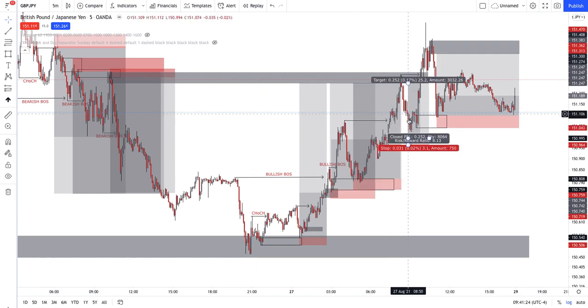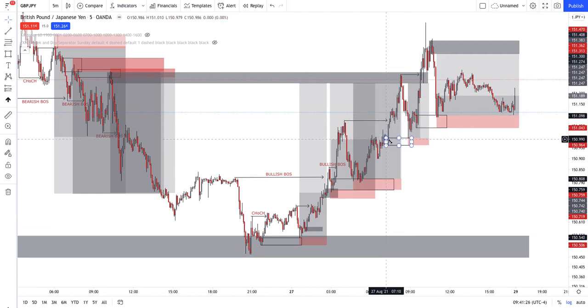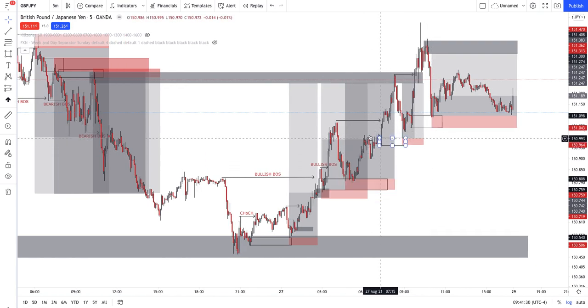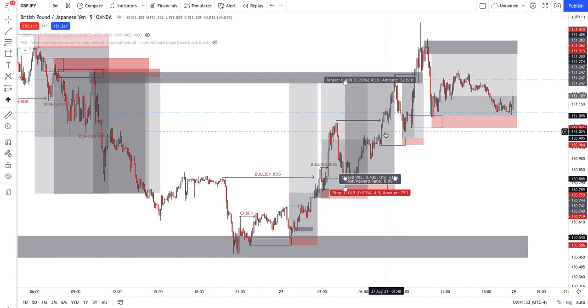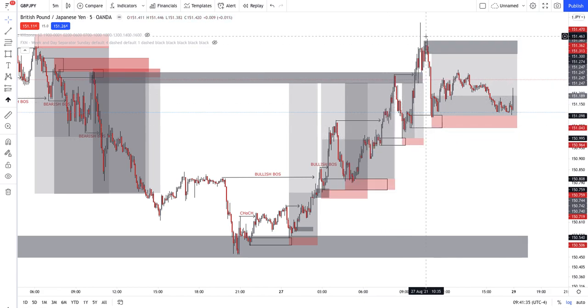So we know price is going to come back, fill in this inefficient price action, and mitigate this last area of demand. Now, if we look at the price cycle, this was our consolidation, expansion, retracement to fill in the inefficiency, and then reversal.